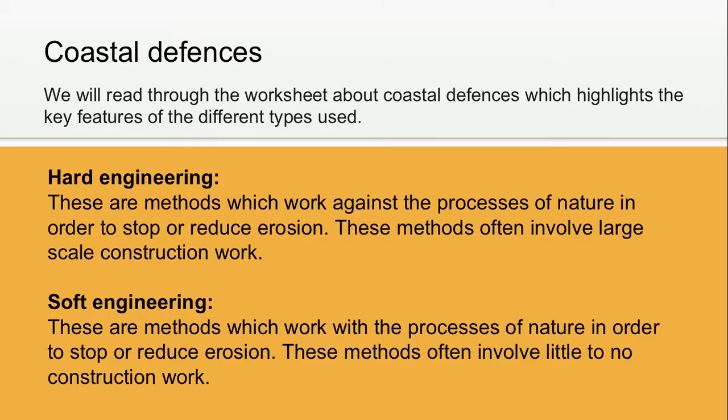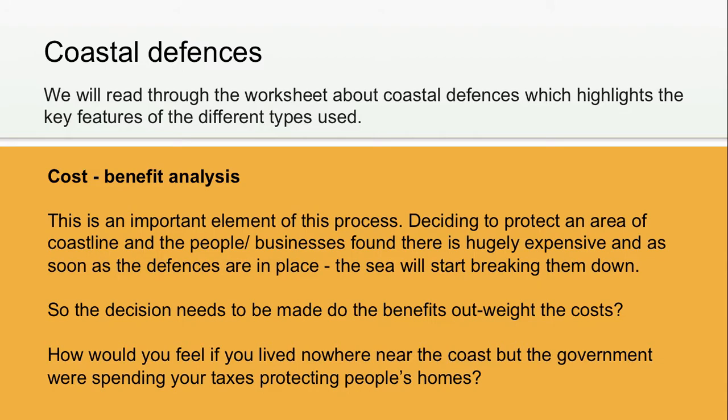Now, when we talk about coastal defences, there are two types. There's hard engineering, okay? So this is that idea, almost like you could build a massive wall, and this is where you go against the process of nature with methods that use large-scale construction work. Then there is soft engineering. These kind of work with the processes of nature, using natural methods. So, for example, maybe planting trees to keep the soil more compact and less likely to erode. And we're going to look at these different options now. But when you make these choices, you need to make a cost-benefit analysis, this idea of deciding which area to protect and which area to not protect.